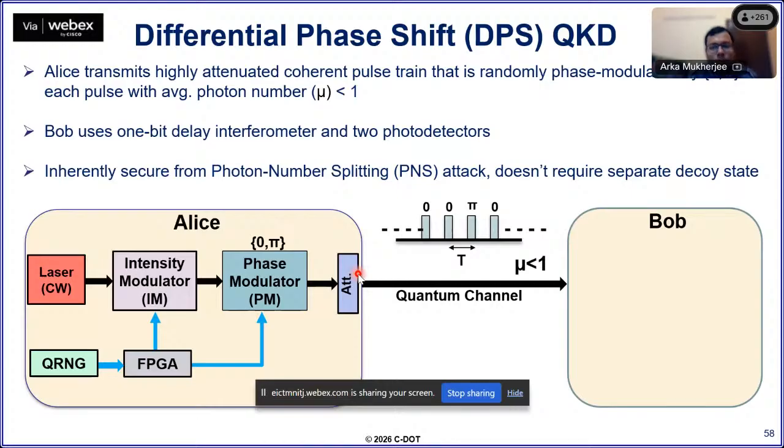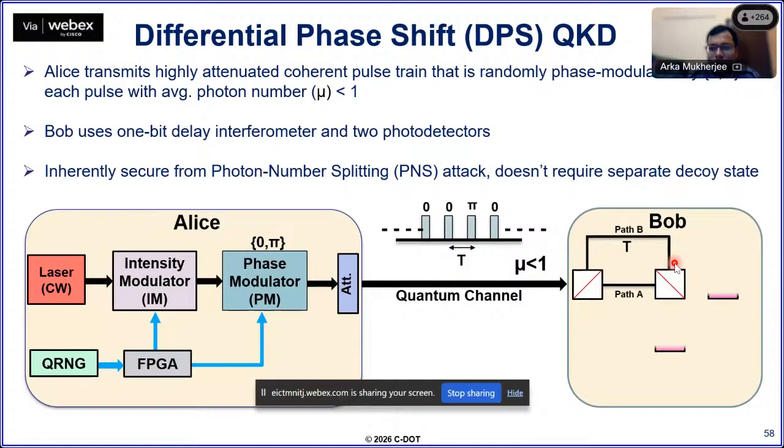So what does a mean photon number of 0.2 mean? Suppose you are sending 10 pulses over a channel. On average 2 pulses will have some photons and the remaining 8 pulses will not have anything; that will be vacuum. So that's how this works. Then this pulse train will travel through the quantum channel to Bob.